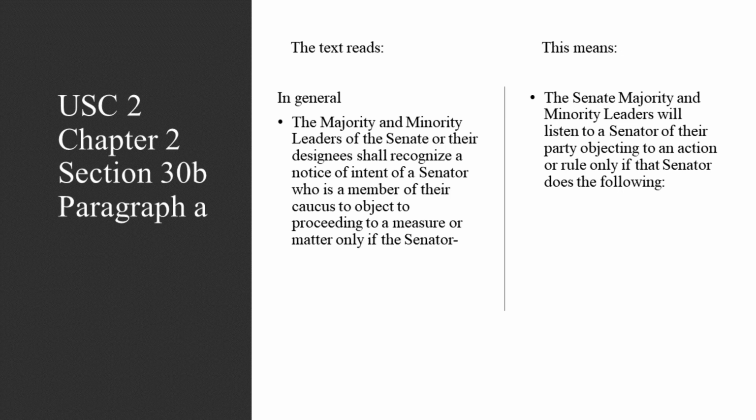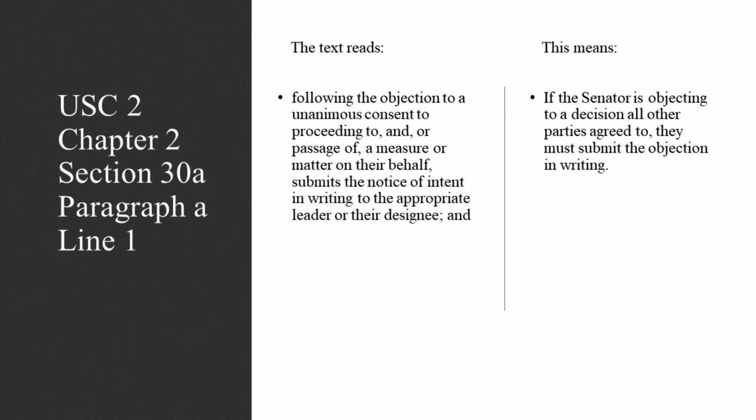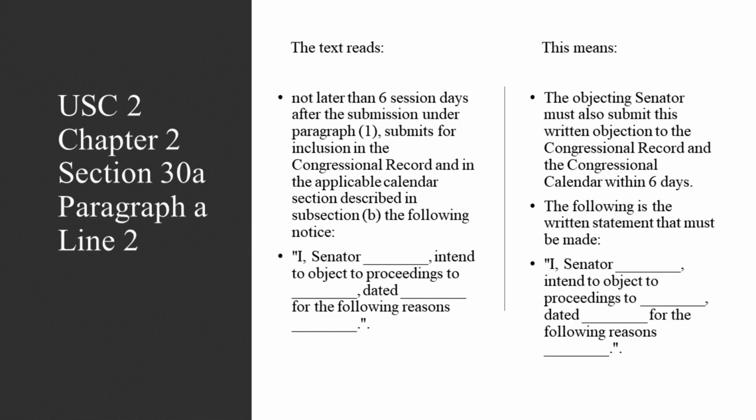This means the Senate majority and minority leaders will listen to a senator of their party objecting to an action or rule only if that senator does the following. Paragraph A. Line 1. The text reads: Following the objection to a unanimous consent to proceeding to, or passage of, a measure or matter on their behalf, submits the notice of intent in writing to the appropriate leader or their designee, and. This means, if the senator is objecting to a decision all other parties agreed to, they must submit the objection in writing.